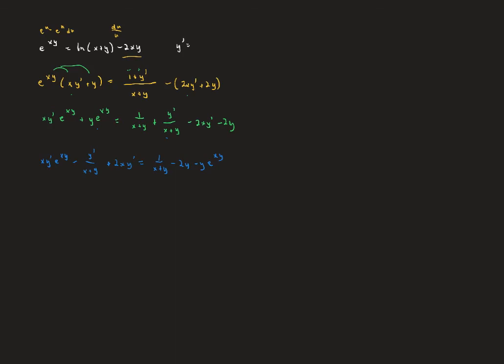Okay, we're getting there. Now the left side has all the y prime terms. I'm going to factor those out. That's going to leave behind x e to the xy minus 1 over x plus y plus 2x. On the other side, that's just going to stay as it is. There's not really much of anything more we want to do with that. Now I'm going to divide all of this stuff, this multiplying y prime, to the other side.